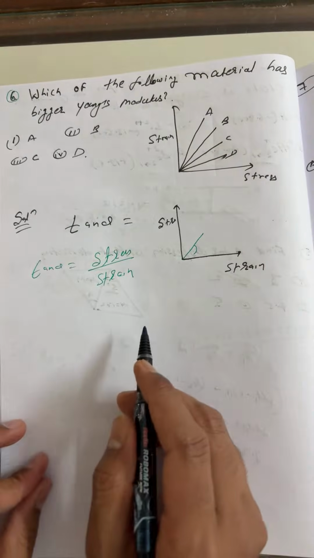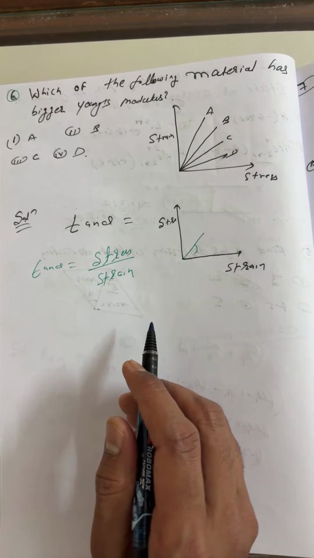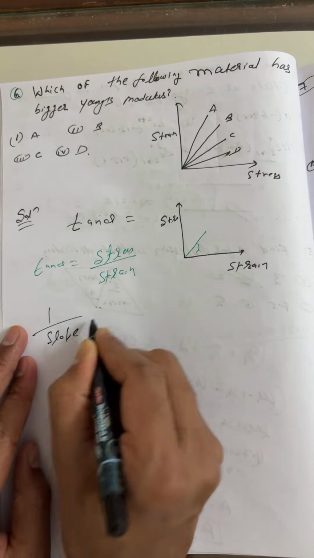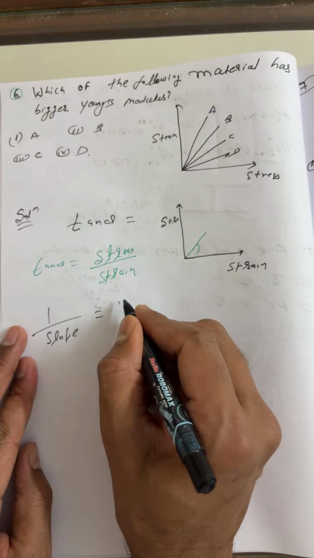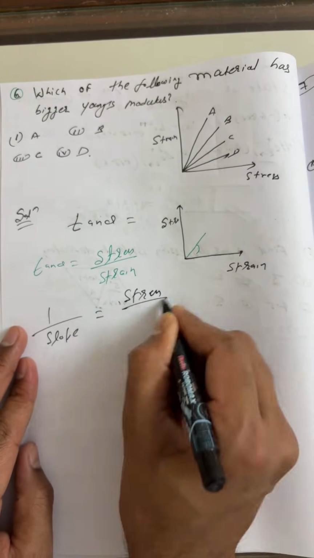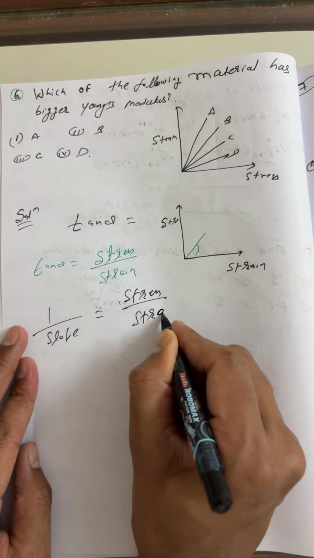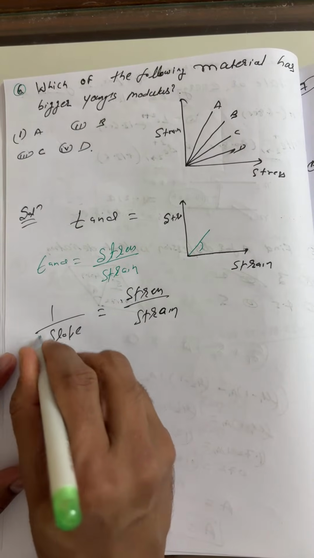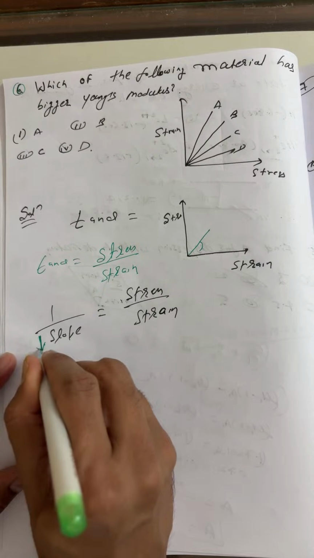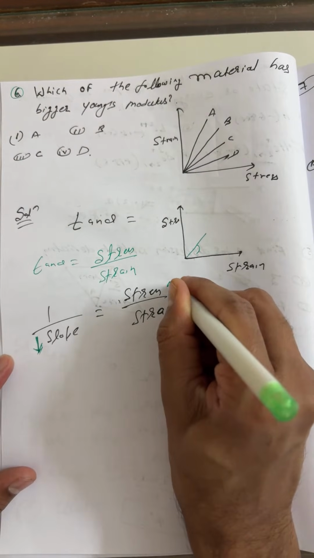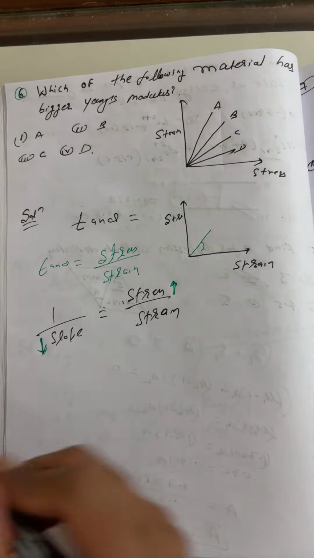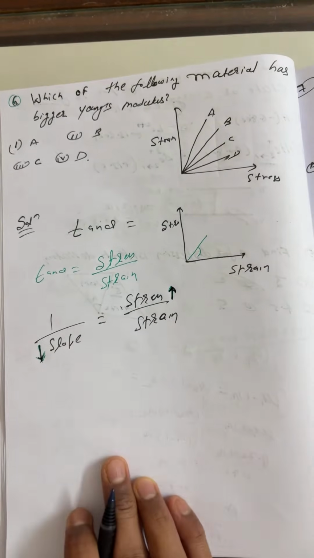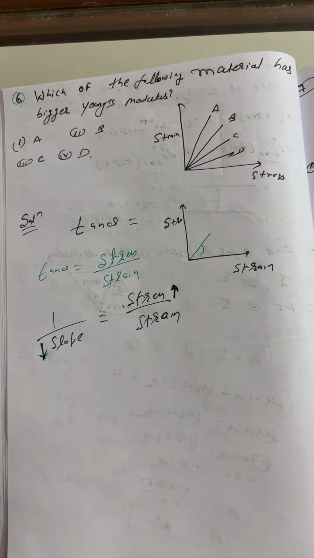Right, but this is in reverse, beta. So we can write in reverse order: 1 upon slope is equal to what, my dear? This is basically stress upon strain. So if slope is decreasing, then stress is increasing. Simple. If slope is decreasing, then stress is increasing, right? Okay.